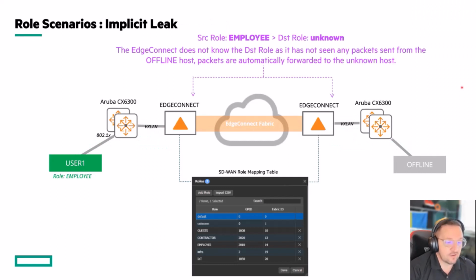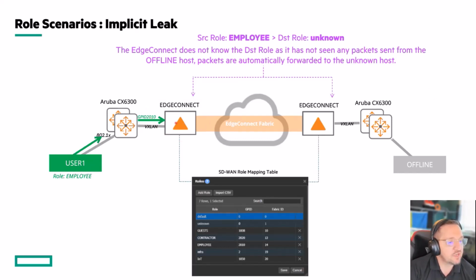Now let's talk about one quick technical bit here. Imagine that employee sends a packet toward the CX. CX encodes GPID 2010 for employee. We send it across, well, actually stop right here. This EdgeConnect, what is the destination role at this point? How can this guy perform a source to destination policy match? It can't, because it doesn't know the destination role yet.